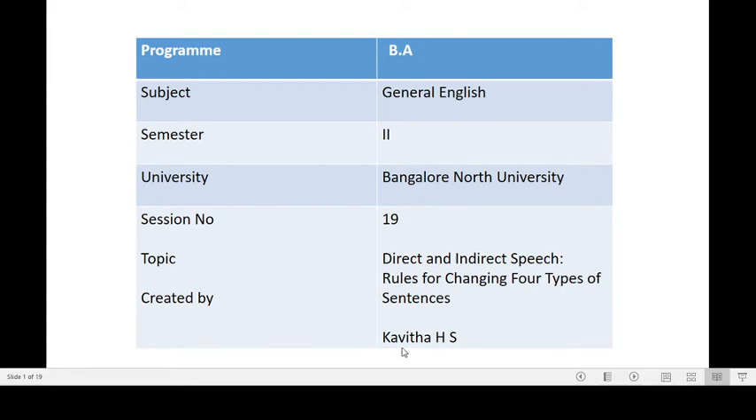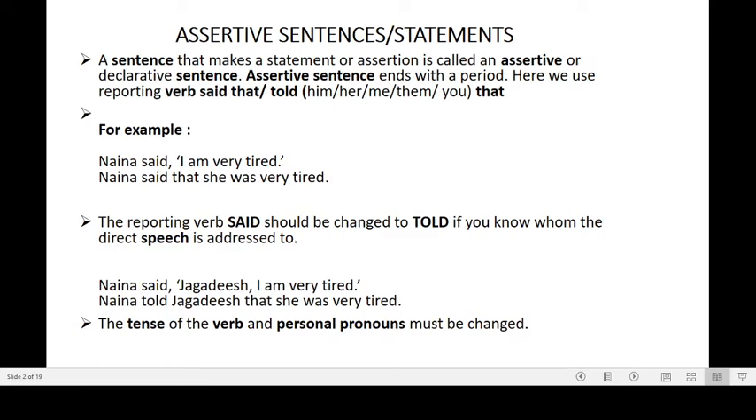Dear students, welcome to the 19th session on direct and indirect speech rules for changing 4 types of sentences. In the previous session, we have learned some of the rules related to tense, pronouns, etc. And in this session, we are going to learn the rules related to different types of sentences. And here, at first, we discuss assertive sentences.